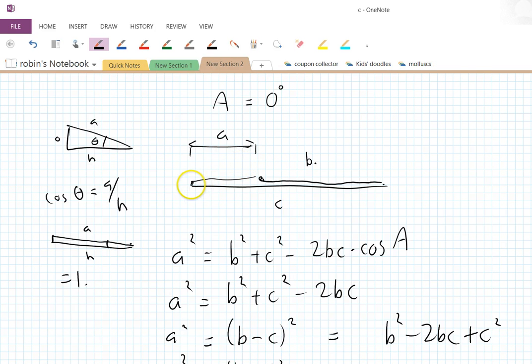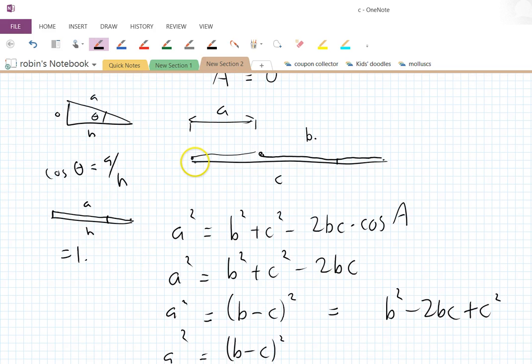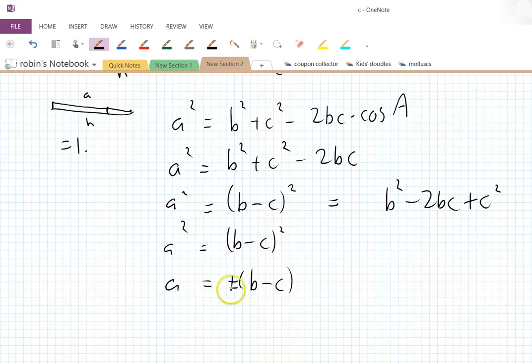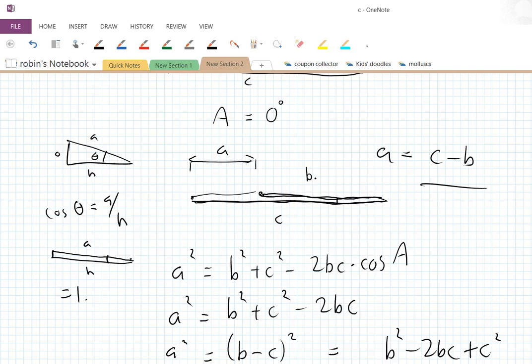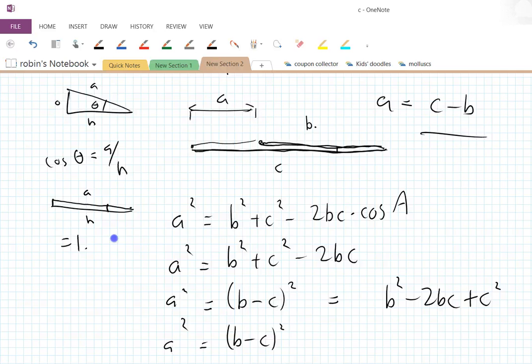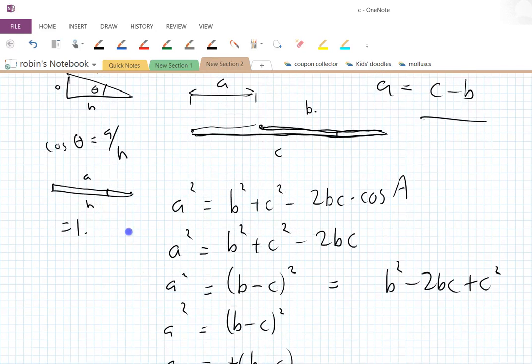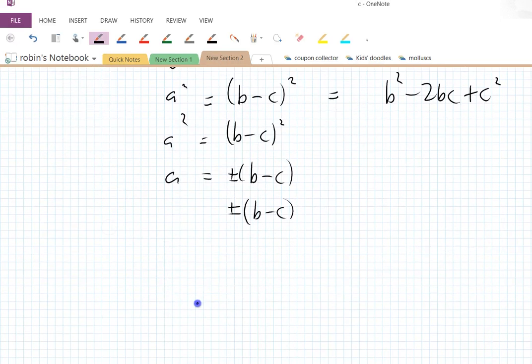Well, we kind of knew that. If this angle here is so small that this triangle is wrapped, this side comes cruising along here, and then it turns round on itself like a sort of hairpin bend. Well, a equals c minus b. Oh look, it's plus or minus (b minus c) because we didn't know which one was longer. I didn't tell it which was longer. B might have been longer than C, in which case the triangle would look like this.